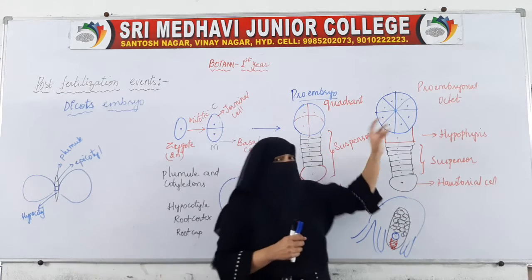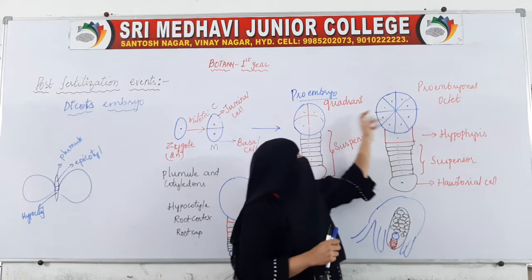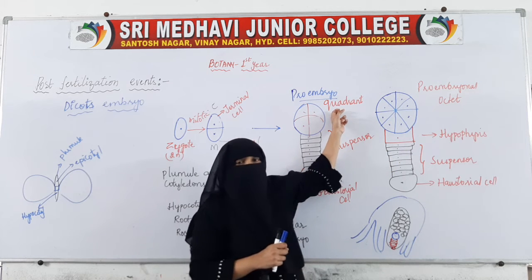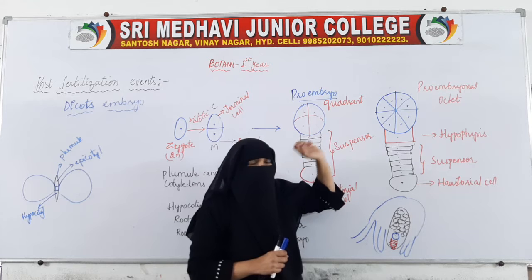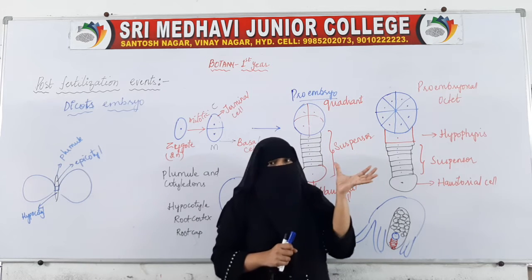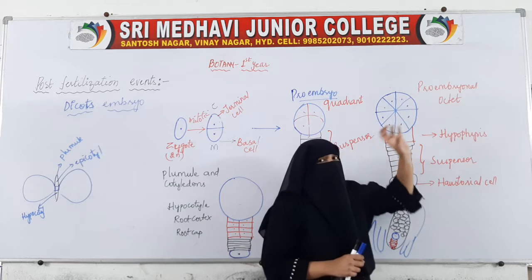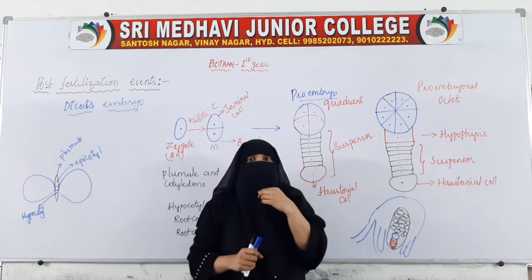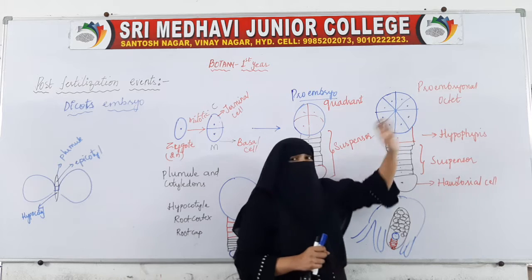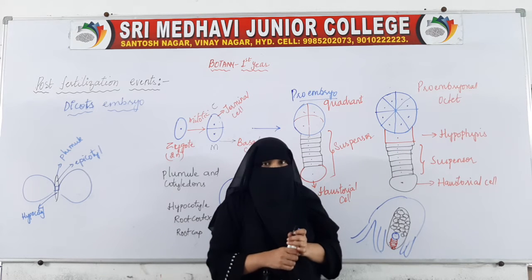So this proembryonal quadrant has further divided and produced a mass of cells. This is called the proembryonal octet, because the number of cells here is 8. So the proembryonal octet has been formed.